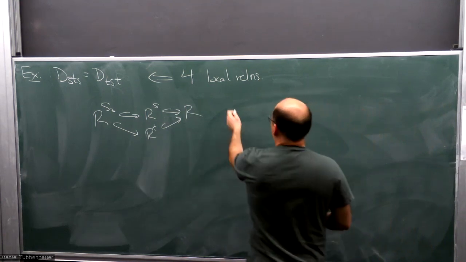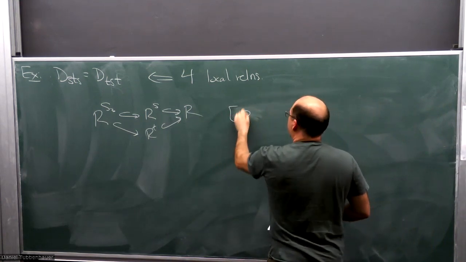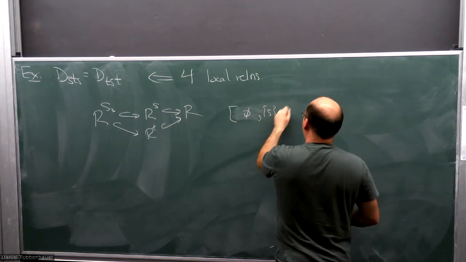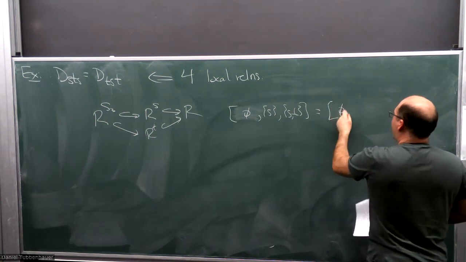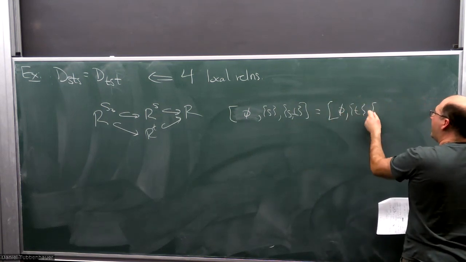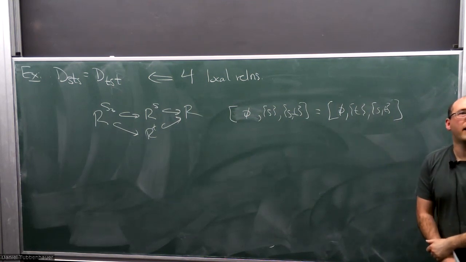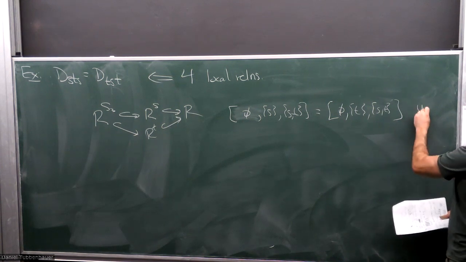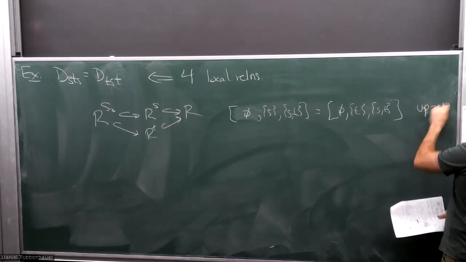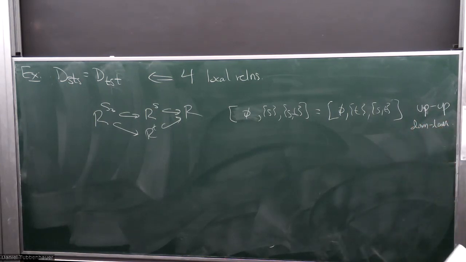This gives you the relation. Pullback commutes with pullback, and here push forward commutes with push forward. So these I call the up-up and the down-down braid relations. And they're kind of tricky.